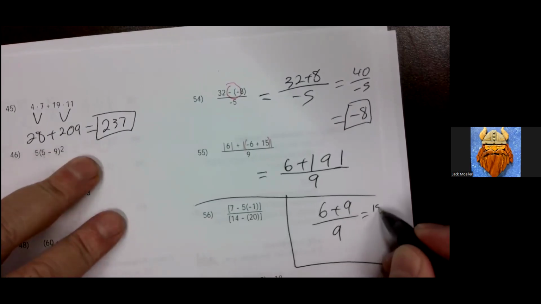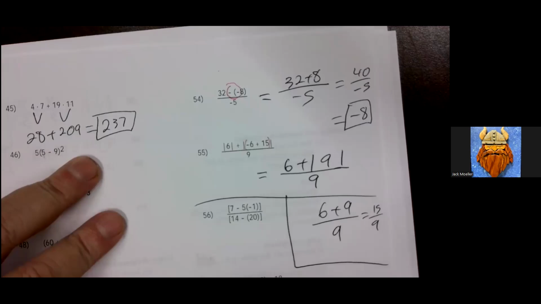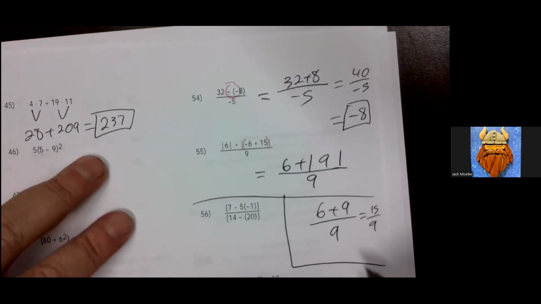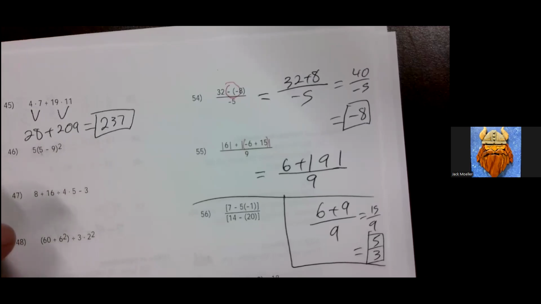So that's 15 over 9. Now, anytime you have a fraction as an answer, you always have to check to see if you can simplify. Both of those are divisible by 3. So your answer will be 5/3. Don't go to mixed numbers with these order of operations. If it's not a whole number, we want a proper or improper fraction.